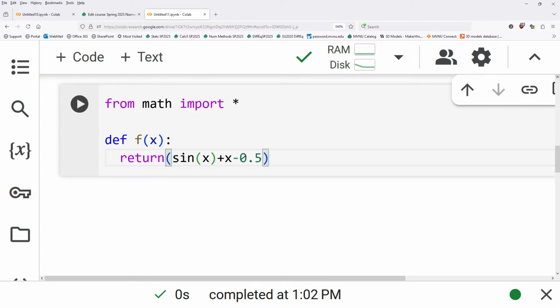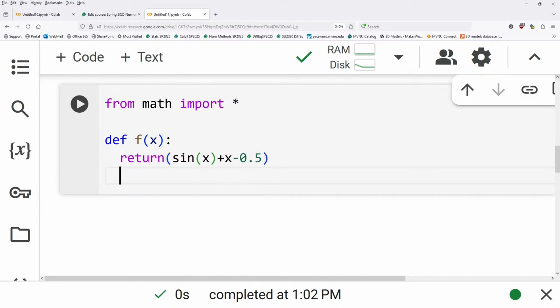So you probably can imagine what this looks like. You know what sine of x looks like; it's a nice sine curve. You know what happens if you take sine of x and add x to it: the sine curve goes up, and then we subtract off 0.5, so you take that sine curve that's going up and slide it down a little bit. I thought that would make it sufficiently complicated that it would be difficult to solve using our normal analytic methods, but it's super easy to solve using the bisection method or any other method.